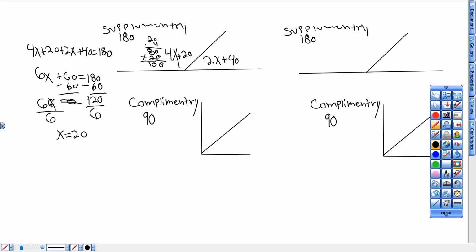And then for this one, you would have to multiply 20 by 2, which is 40, plus 40, which is just 80. There you go. And those are your supplementary angles. There's your 80-degree angle, and then there's your 100-degree angle. Good. And then this is not the angle, but the answer for x used to find the angles.